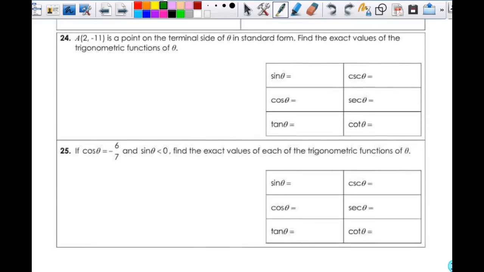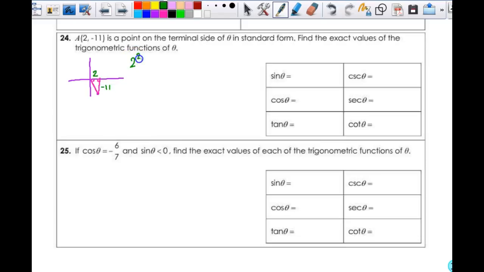24. I have a point, 2, negative 11, with the terminal side of theta in standard form. I want to find the exact values of the trigonometric functions of theta. So I'm going to draw myself a little picture here. So 2, negative 11 would be like here. So my triangle looks something like this. This is my theta. And so this is 2. And this is negative 11. So I need to find the radius.